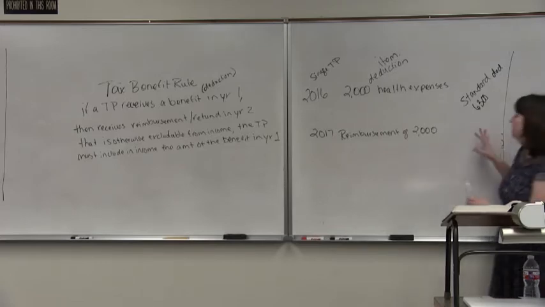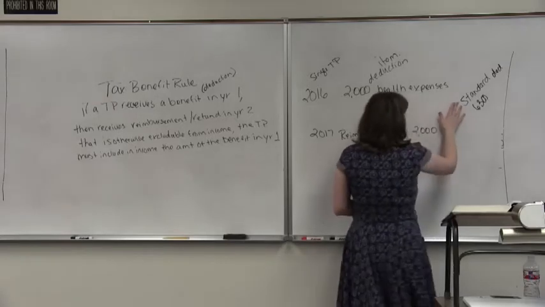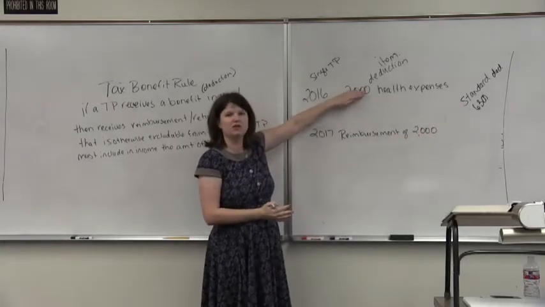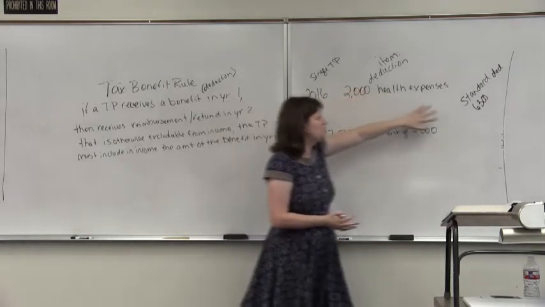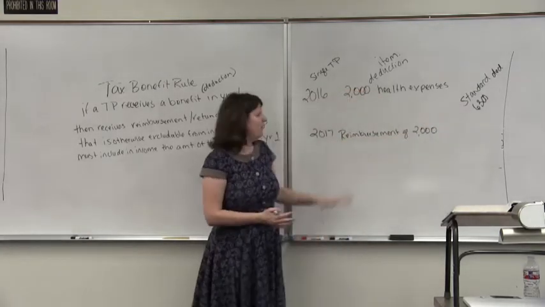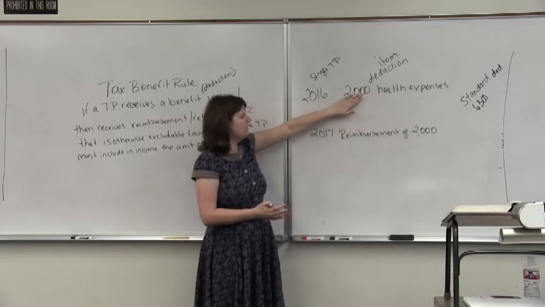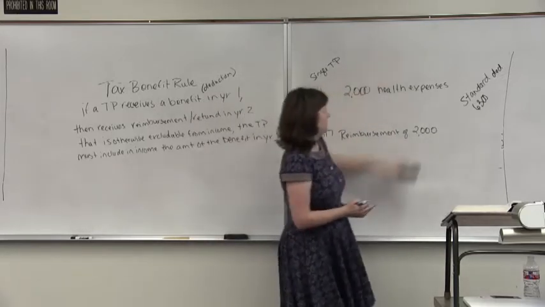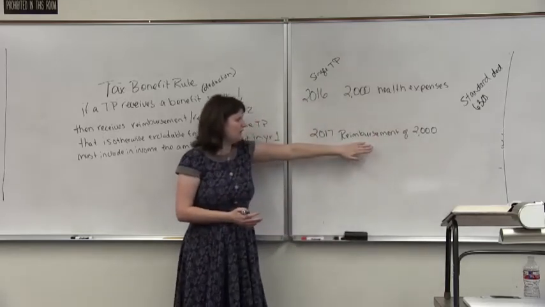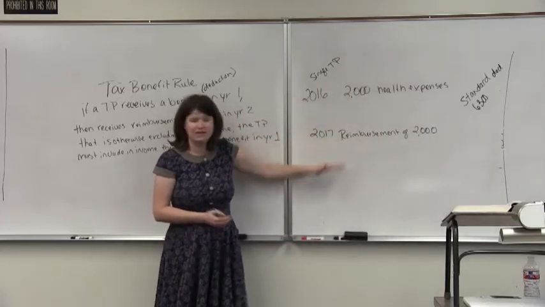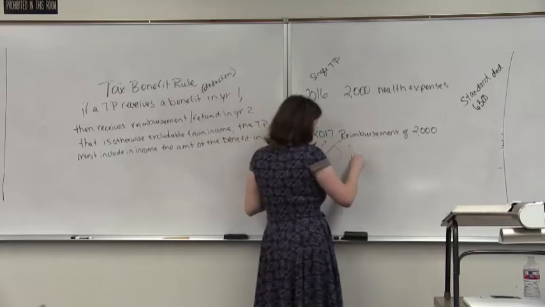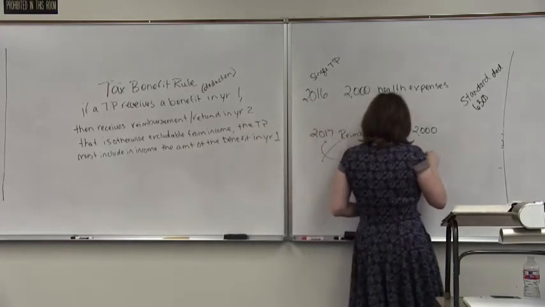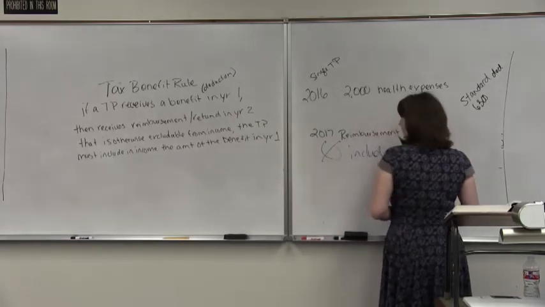Okay? There is no medical expense deduction in a standard deduction. You have to itemize to take this deduction. If the taxpayer chooses the standard deduction, they did not get any benefit from this $2,000 of health insurance. So they didn't get to take a deduction for it. So when they receive their reimbursement in 2017, they have $0 that they include in income. Because it's a reimbursement for medical expenses.